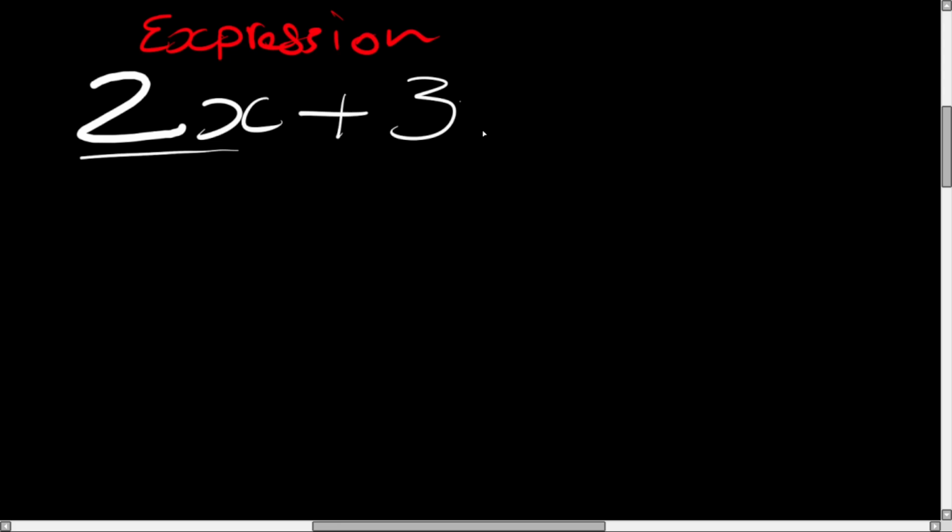But the minute we put an equal sign like so, this becomes an equation. So 2x plus 3, maybe it could be 6, right? It could be any number. But now this becomes what we call an equation.